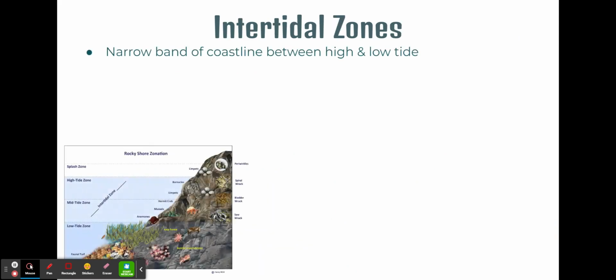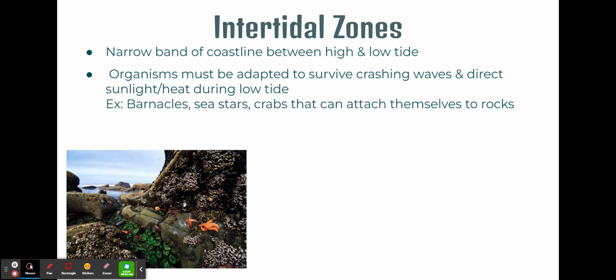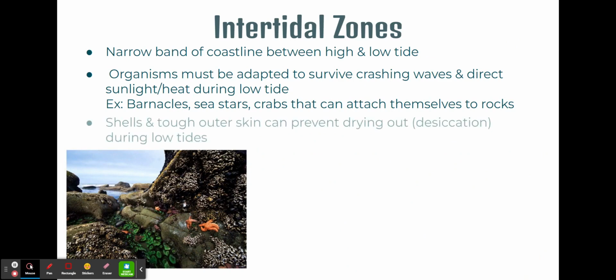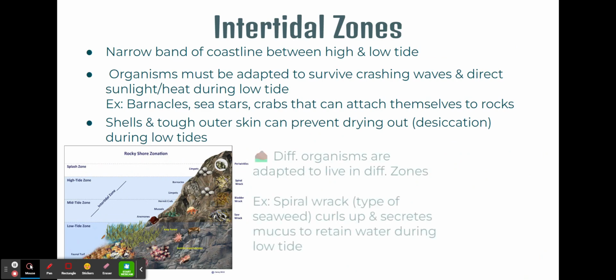Intertidal zones. This is another example of saltwater. It's a narrow band of coastline between high and low tide. Organisms must be adapted to surviving crashing waves and direct sunlight/heat during low tide. For example, barnacles, sea stars, crabs that can attach themselves to rocks. Shells and tough outer skin can prevent drying out, desiccation, during low tides. That's just an example of all the types of organisms that can live in different levels of an intertidal zone. Some examples are a spiral wrack, which curls up and secretes mucus to retain water during the low tide.